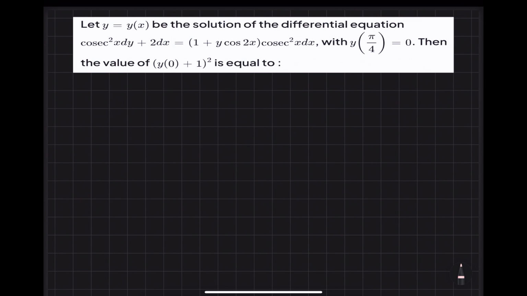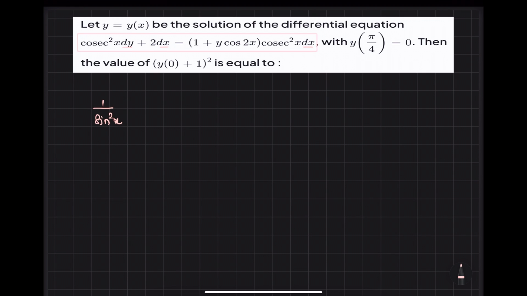So we got a wholesome new problem which says: let y equals y of x be the solution of the differential equation. So we have this differential equation. Let's observe this differential equation first and write it in a comfortable form. We are not comfortable with cosec; we are comfortable with sine and cos. So can we convert this into sine? We will be writing 1 by sine square x. This is dy. This is dx.